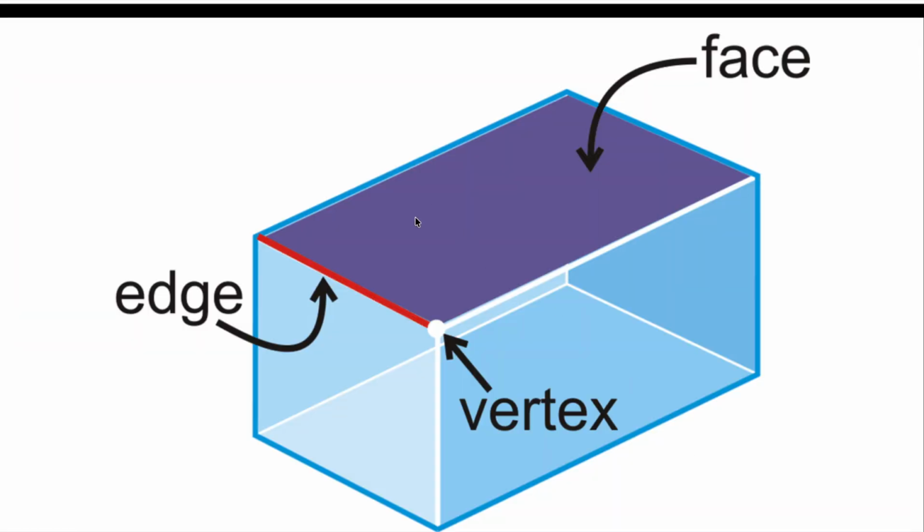Okay, some more terms. We have a face. That means it's the flat side of a 3D shape. We have the edge, which is where 2 faces are meeting. It's the long line. It's a line segment. And then we have a vertex, which is like a point at the corner of where the edges meet. And actually, it's also the corners of the faces.